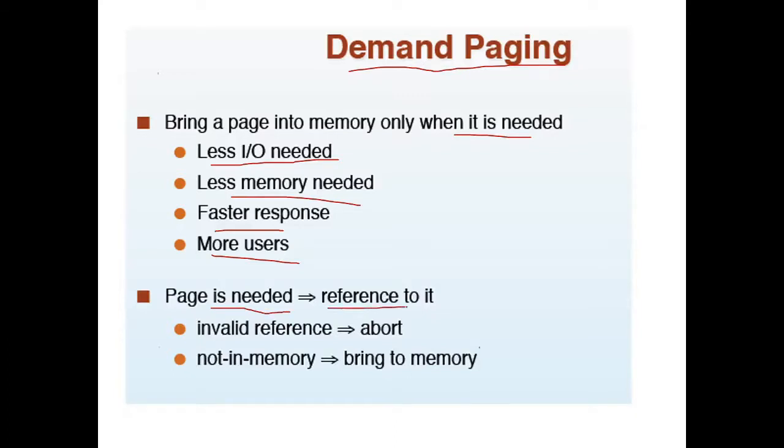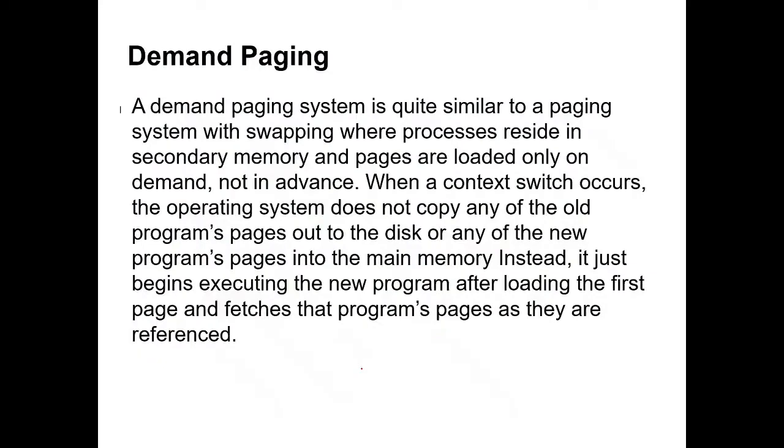When a page is needed, that means there is a reference to it. Whenever the page is needed, it is referenced from the physical memory, so that page should be available in the physical memory. If there is an invalid reference, then that page is not available in the physical memory. If the requested page is not in the memory, then the operating system brings that page into the memory. That is demand paging.